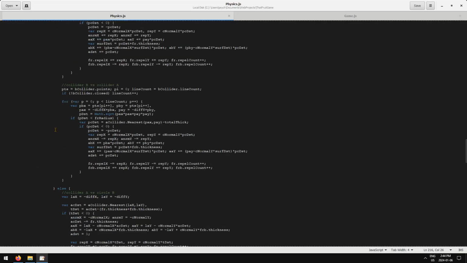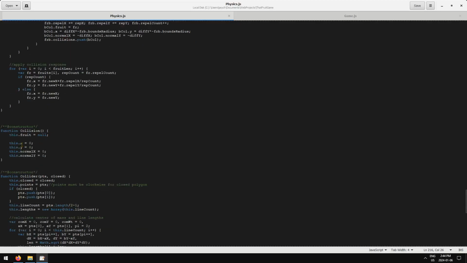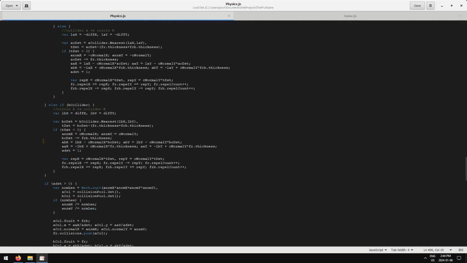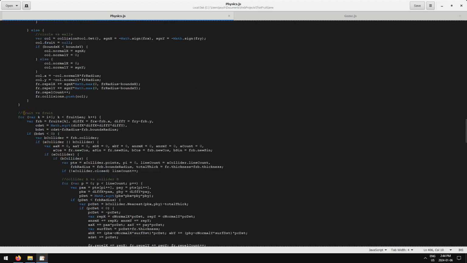The collision object has information about the collision: the X and Y, relative to the fruit that this collision is part of. And then the fruit is the other fruit that this collision hit. The normal X and normal Y is the world normal. The X and Y is relative to this fruit, but it isn't relative to the angle. So it's in world space rotation, but local space position. Then we loop through fruit versus fruit.